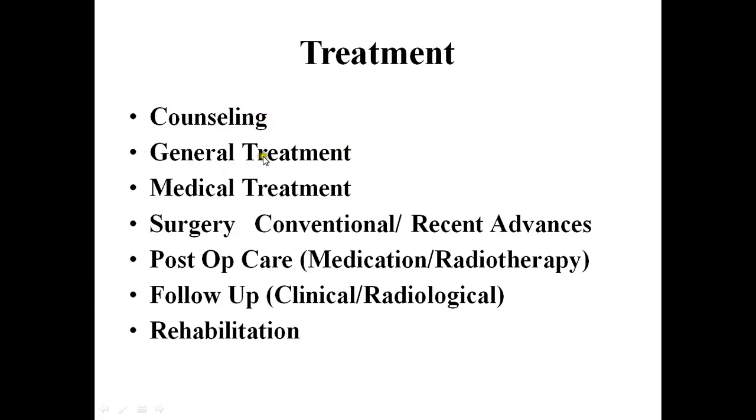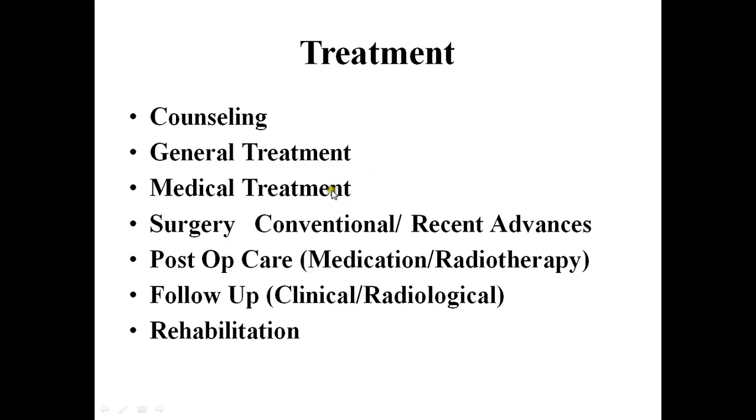By general treatment we mean that the patient should be optimized. If the patient is anemic, that should be corrected. If the patient is diabetic, that should be controlled. If the patient is hypertensive, that should be controlled. So the patient should be made fit for surgery under general anesthesia. These patients need medical treatment in the form of steroids, and antiepileptics if the patient is having fits.